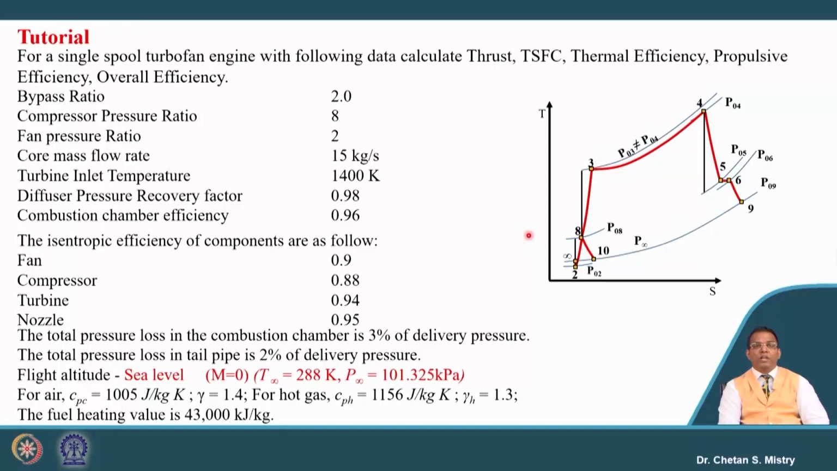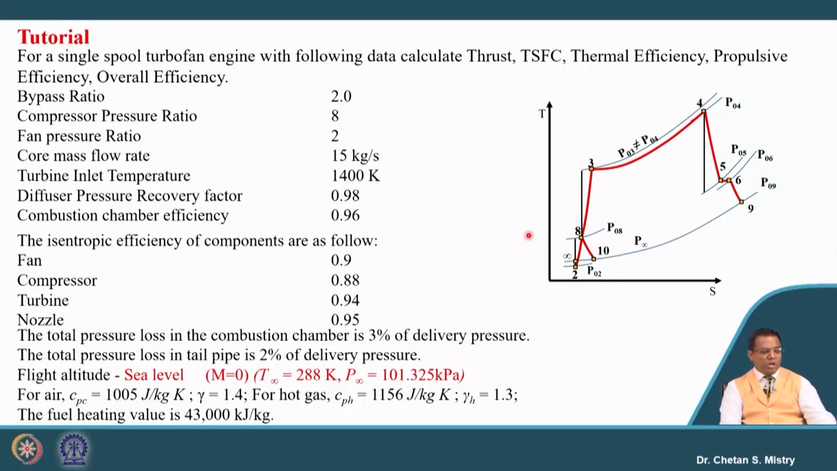Select Cp value as 1005 joule per kg Kelvin, and gamma value for the air as 1.4. For hot gas, take Cp value 1156 and gamma for hot gas as 1.3, and fuel heating value as 43,000 kilojoule per kg. Now, this data is what is given to you at this moment as a tutorial. So, just try to understand how we have done our cycle analysis, and based on that cycle analysis you try to solve this numerical.